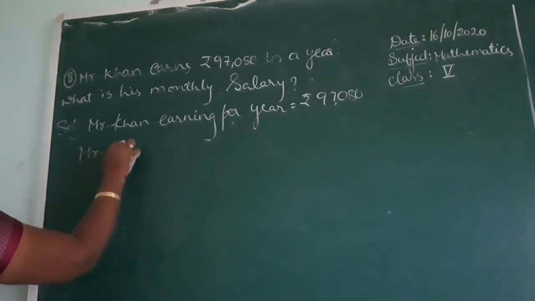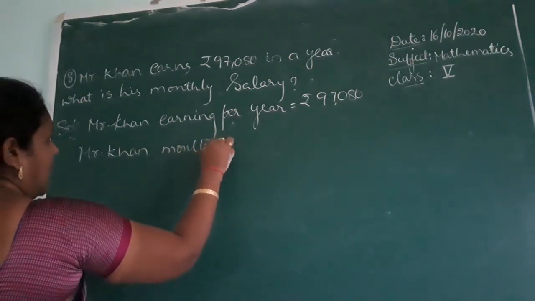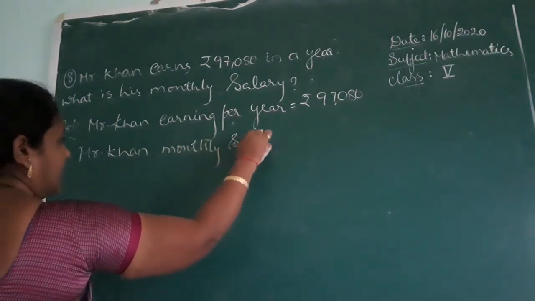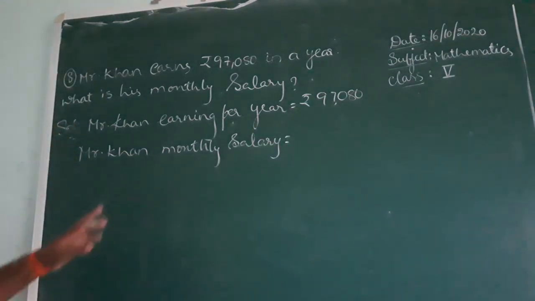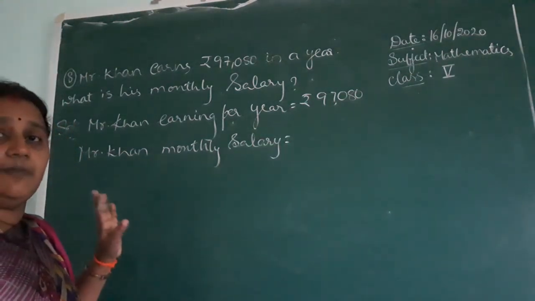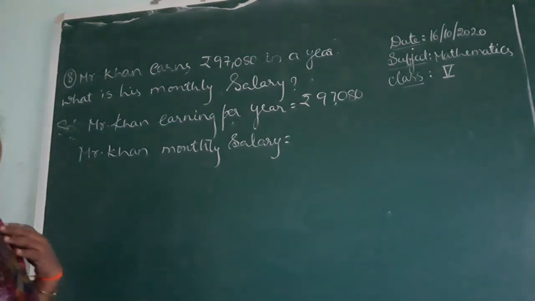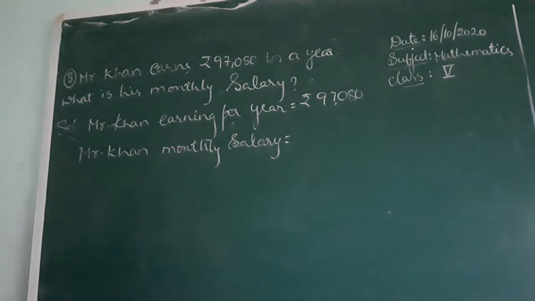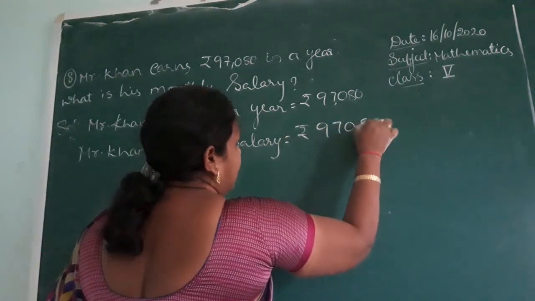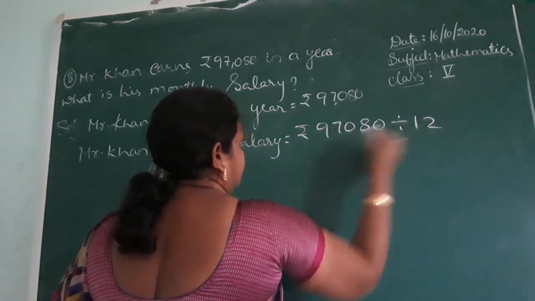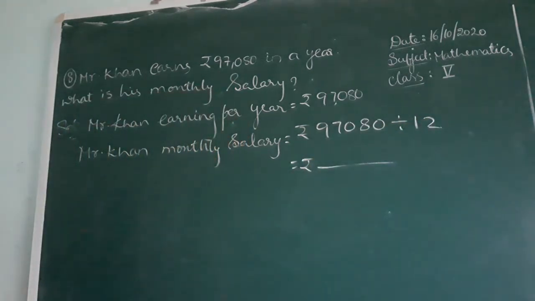Mr. Khan's monthly salary. How will you say it, children? 1 year contains 12 months. But here we should know the 1 month salary only. How much will you get per month? That is the question. Monthly means you have to divide the given number by 12. 97,080 divided by 12. So how much amount will he get in the month?